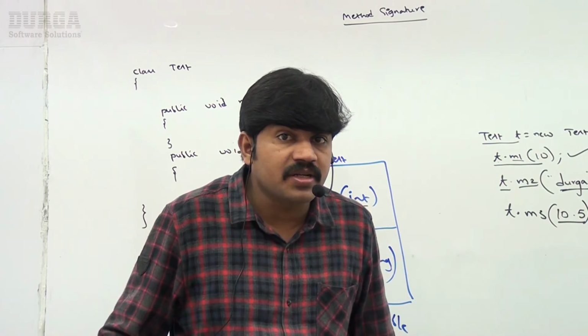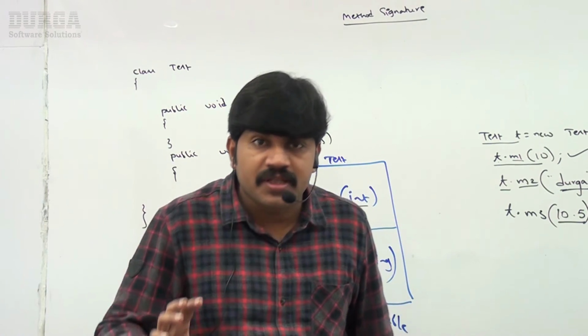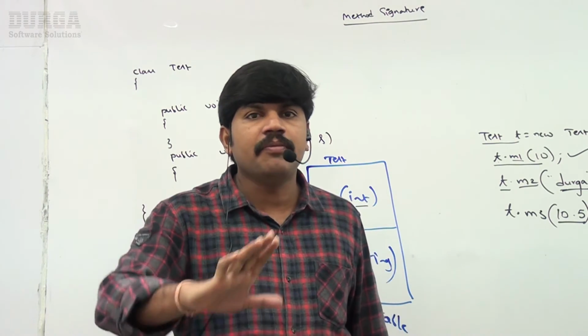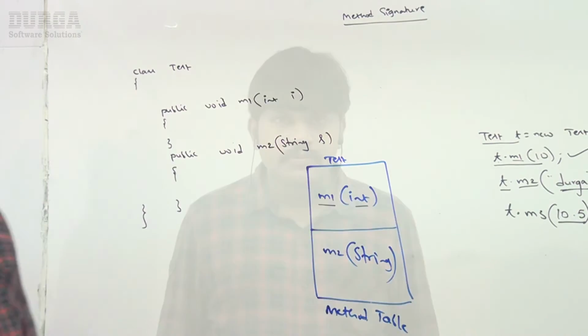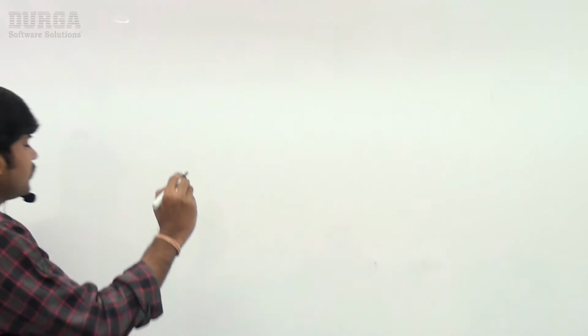Who is going to use method signature? The compiler will use the method signature while resolving method calls. Clear, friends? Up to this? Sir, there is one very important point related to method signature. What is that point? Just observe that carefully.